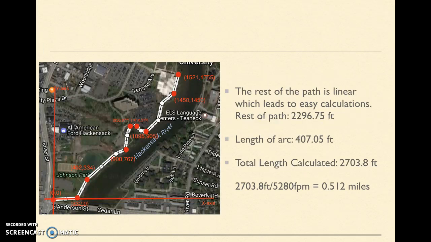And here we see that the rest of the path is linear, so it was pretty easy to calculate. The rest of the path added up to 2,296.75 feet. I added this to the length of the arc, and that gave me 2,703.8 feet. Then I divided this by the number of feet per mile, and that gave me about 0.512 miles.